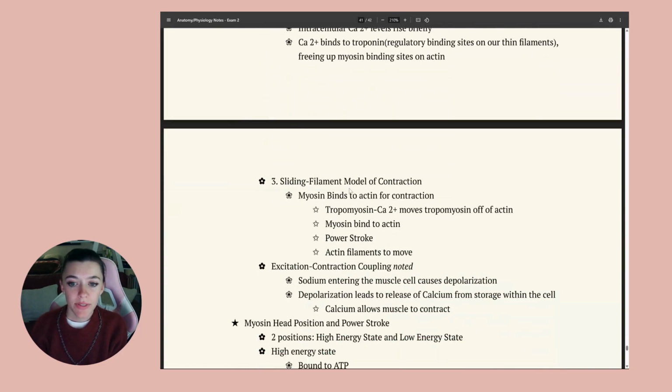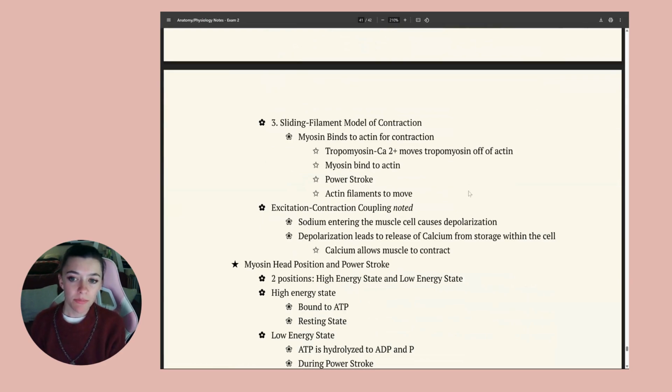3. Sliding filament model of contraction. Myosin binds to actin for contraction. Calcium moves tropomyosin off of actin. Myosin binds to actin, the power stroke happens, and then the actin filaments move.